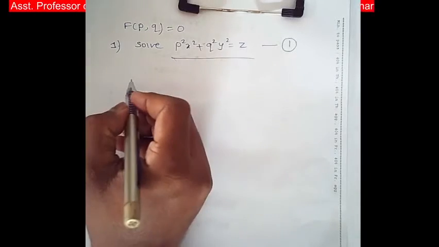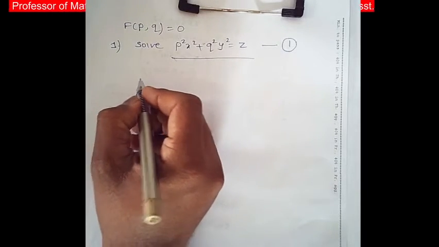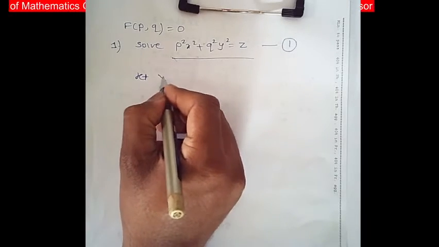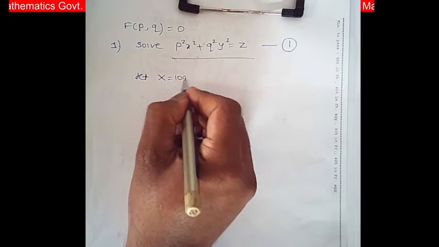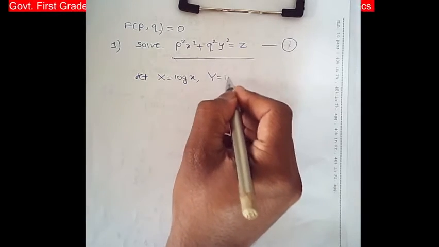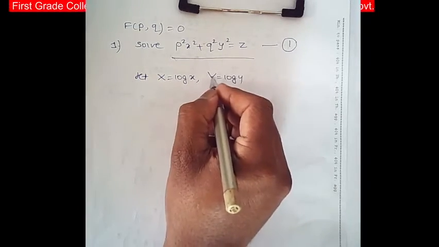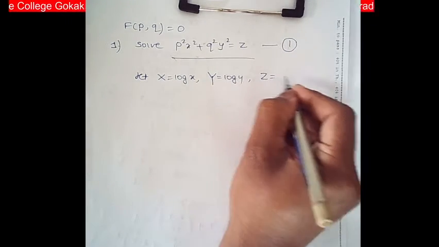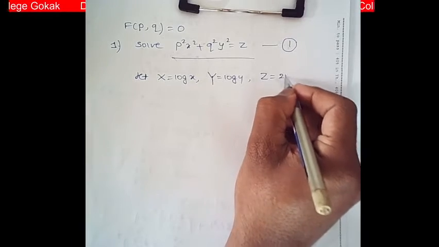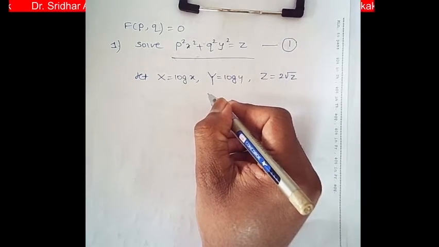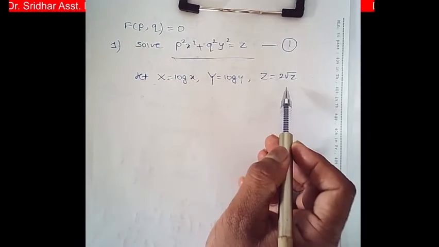Okay, so for that what we do here, we substitute, let capital X equal to log x, capital Y equal to log y, capital Z is equal to 2 root z. Okay, we make these substitutions.